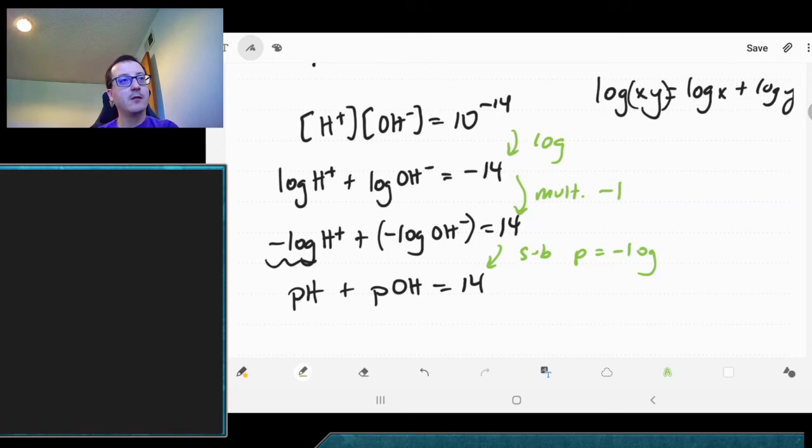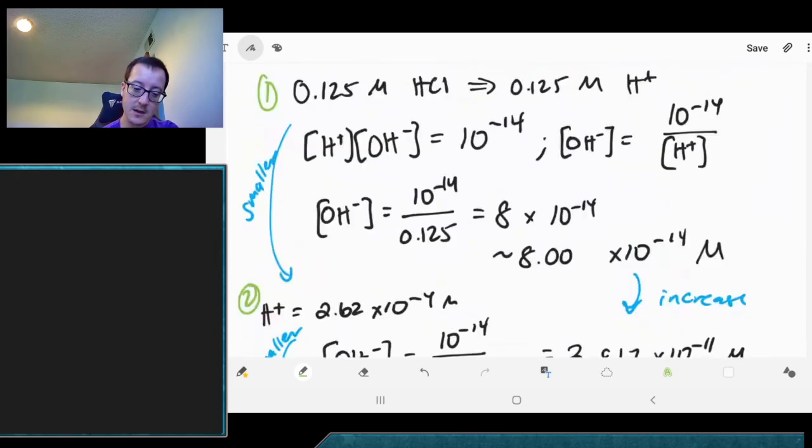And so that's what I've done mathematically there. But we get the same thing here. So we can very easily compare the pH and the pOH of solutions together by having to understand that because they're inversely related, we can add them up and get a constant.